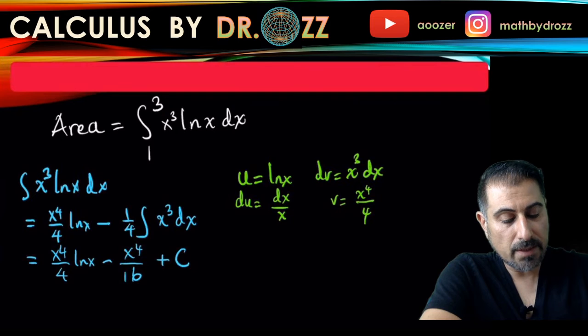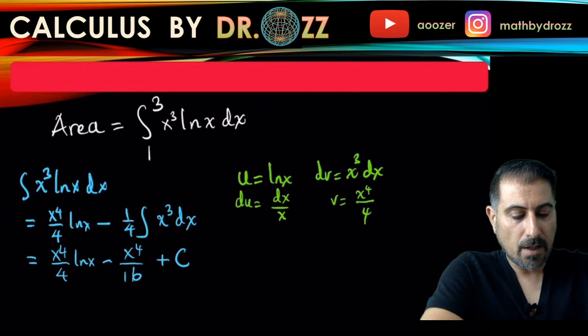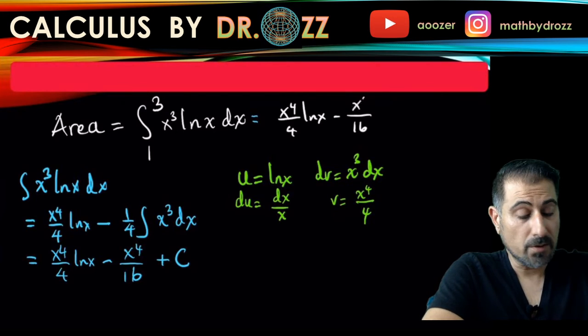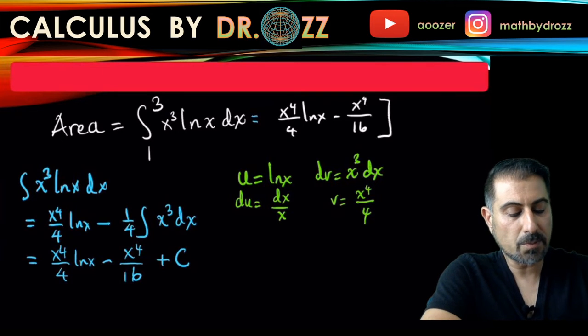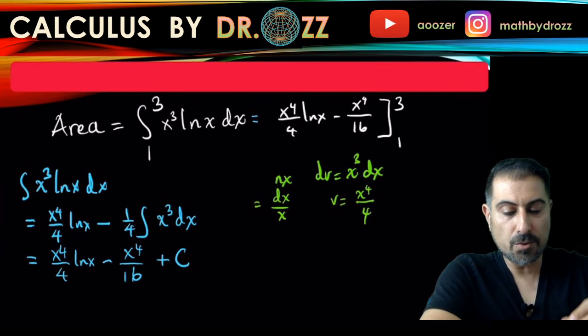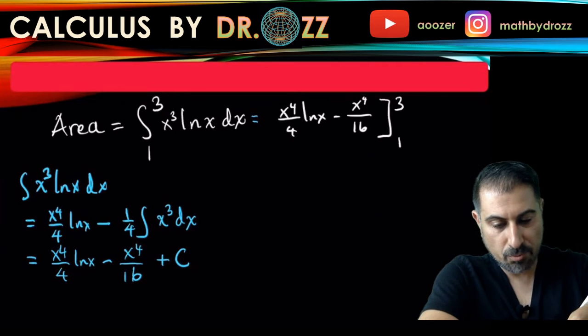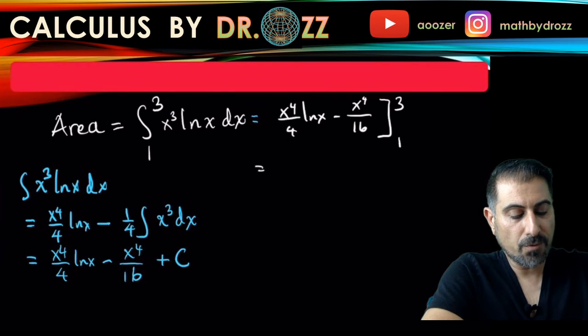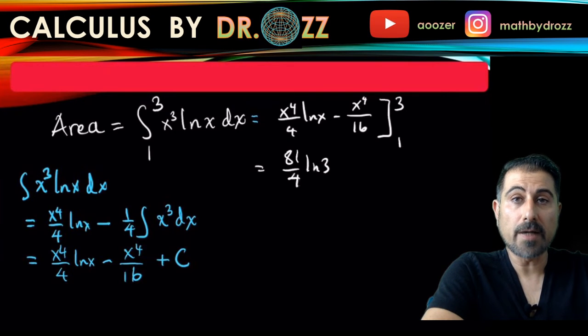I'm going to go ahead and use the fundamental theorem of calculus. Essentially, I'm going to write here x to the fourth divided by 4 ln x minus x to the fourth divided by 16, and I do not need plus c anymore, because we're doing the fundamental theorem of calculus, from 1 to 3. Let me clean this part real quick because we don't need the u-v scratch work anymore. I'm going to plug in 3 for x first.